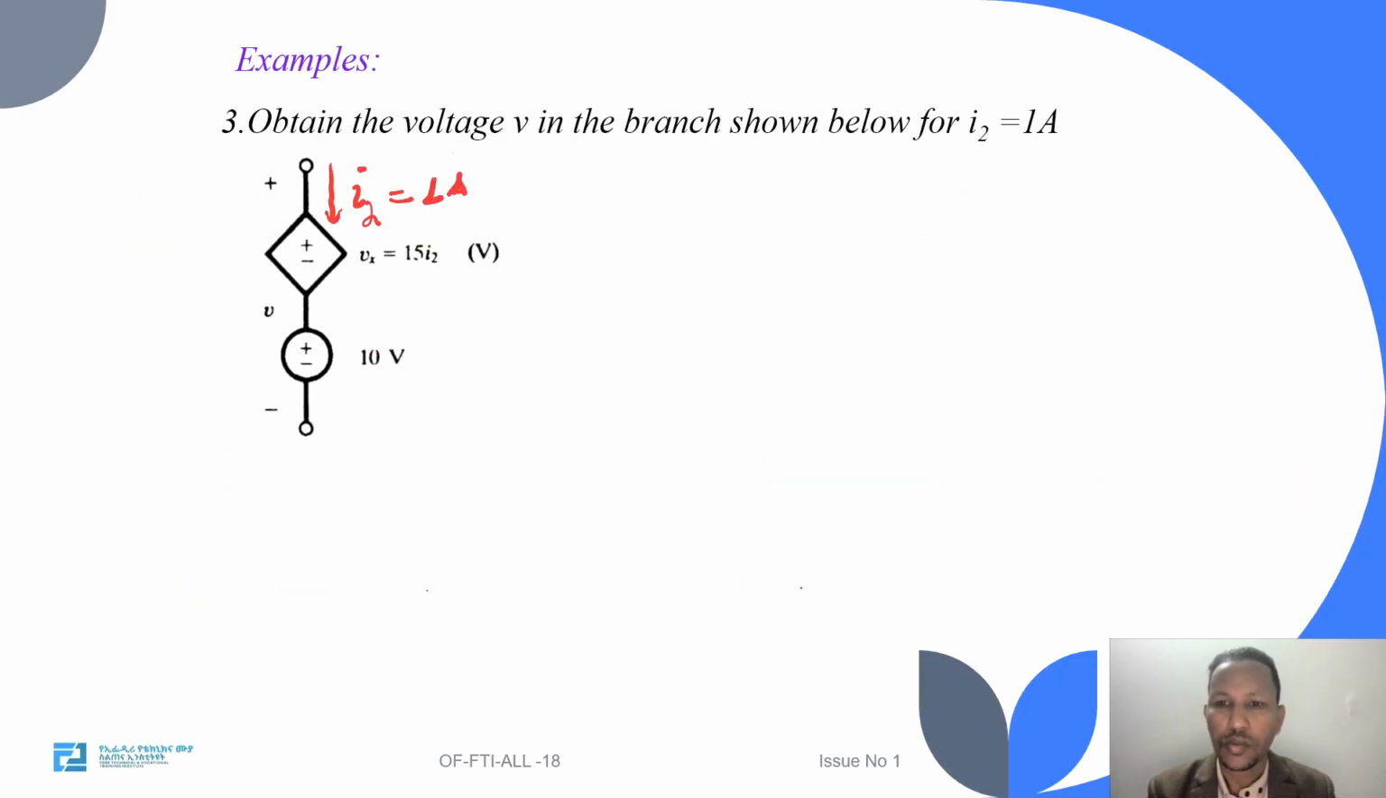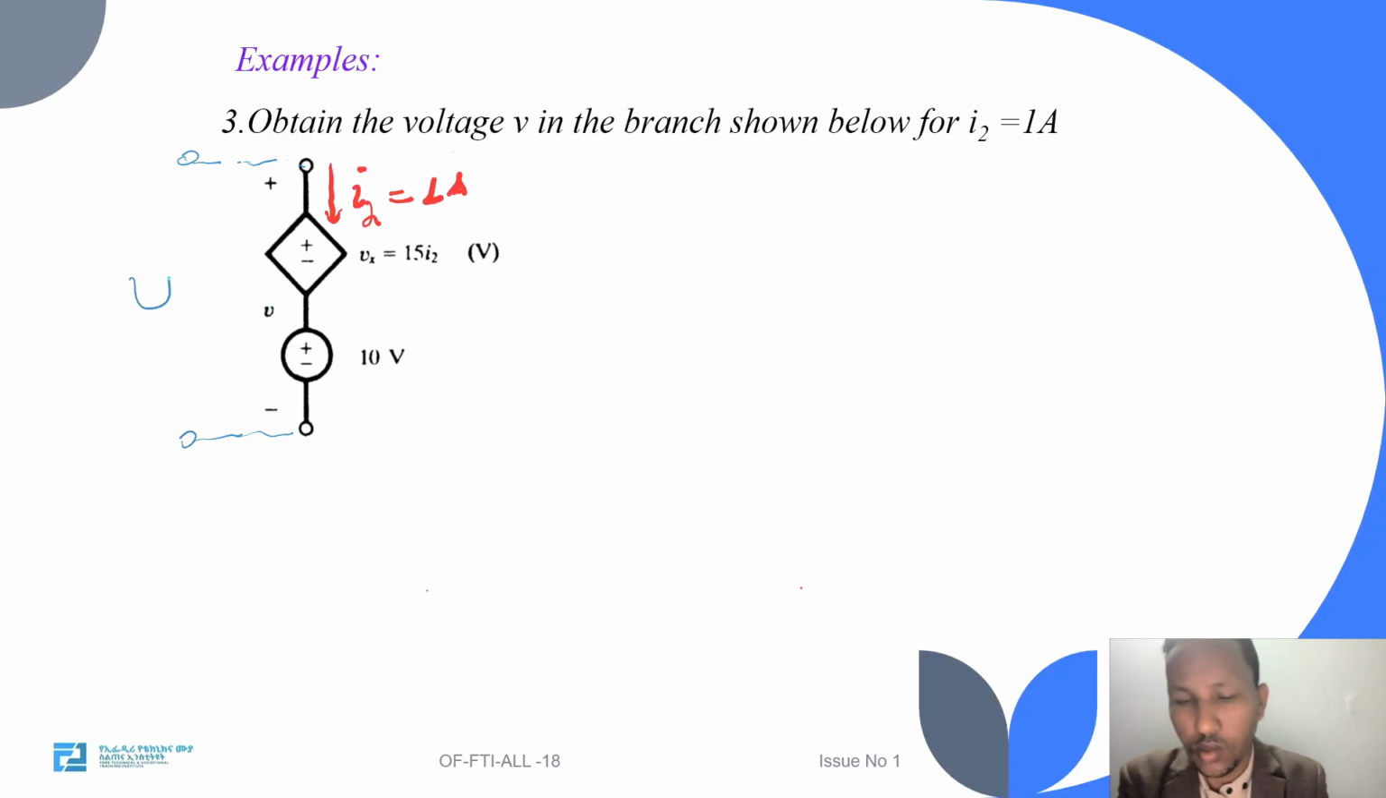Okay, when we come to the other example, obtain the voltage V in the branch shown below for I2 equal to 1 ampere. So you can see here the voltage is across this terminal. We are asked to determine the voltage across this terminal.